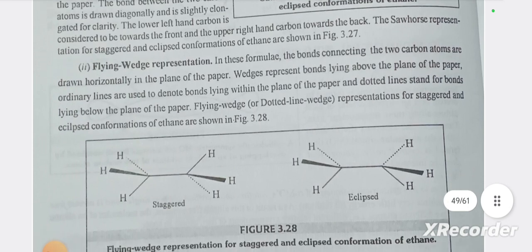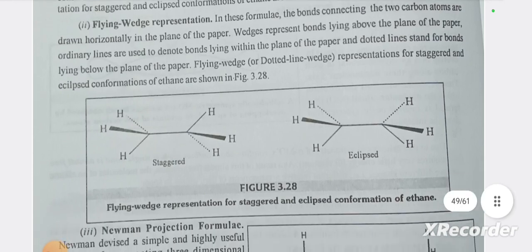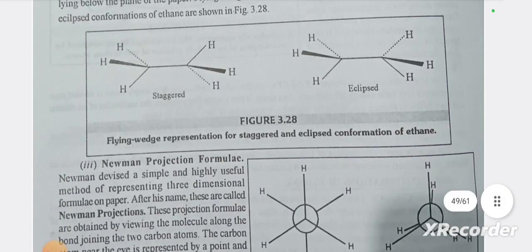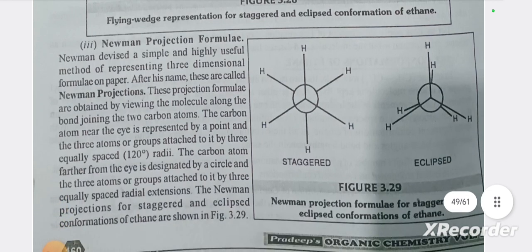Flying wedge representation. In this formula, the bond connecting the two carbon atoms is drawn horizontal in the plane of paper. Wedges represent bonds lying above the plane of paper, ordinary lines represent bonds lying within the plane of paper, and dotted lines stand for bonds lying below the plane of paper. Flying wedge or dotted line wedge representations for staggered and eclipsed conformations of ethane are shown in the figure.